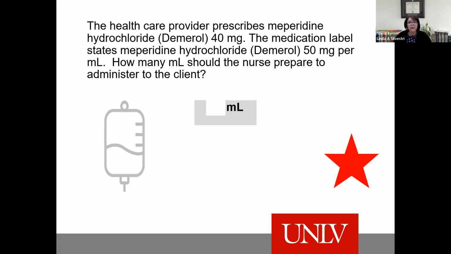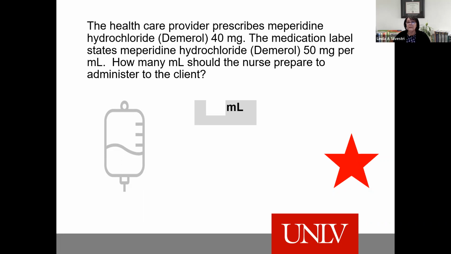Okay, so for here, your answer would be 0.8 mLs. And again, if you had difficulty with this, we highly recommend you go to that chapter in the book and practice some calculation examples. Now, this question does not say to round anything or do anything. So whatever you get for your answer, that's what you would type in. This answer is 0.8 mLs.